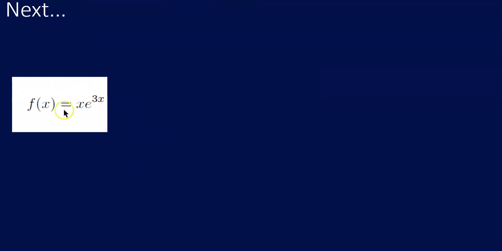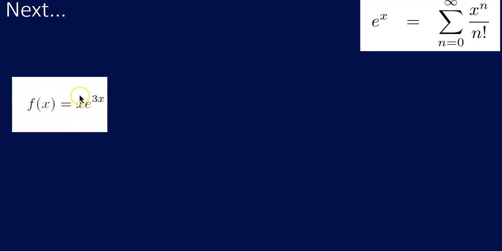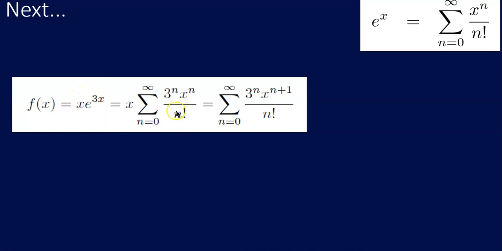Well, what if I have x times e to the 3x? Well, I already know what e to the 3x is. That's here. And I multiply by x. So when I run it through this big sum, I just have x to the n plus 1.